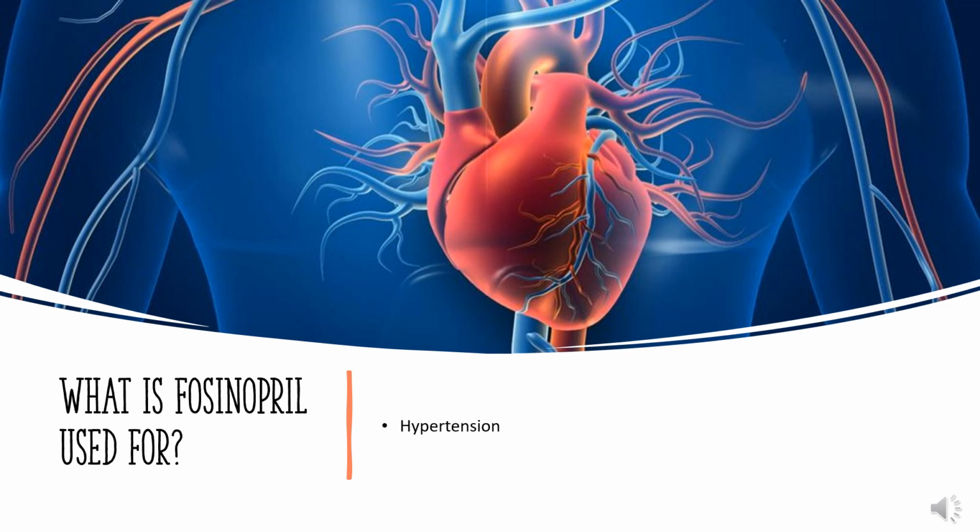What is Fosinopril used for? For treating mild to moderate hypertension, use as an adjunct in treating congestive heart failure, and may be used to slow the rate of progression of renal disease in hypertensive individuals with diabetes mellitus and microalbuminuria or overt nephropathy.